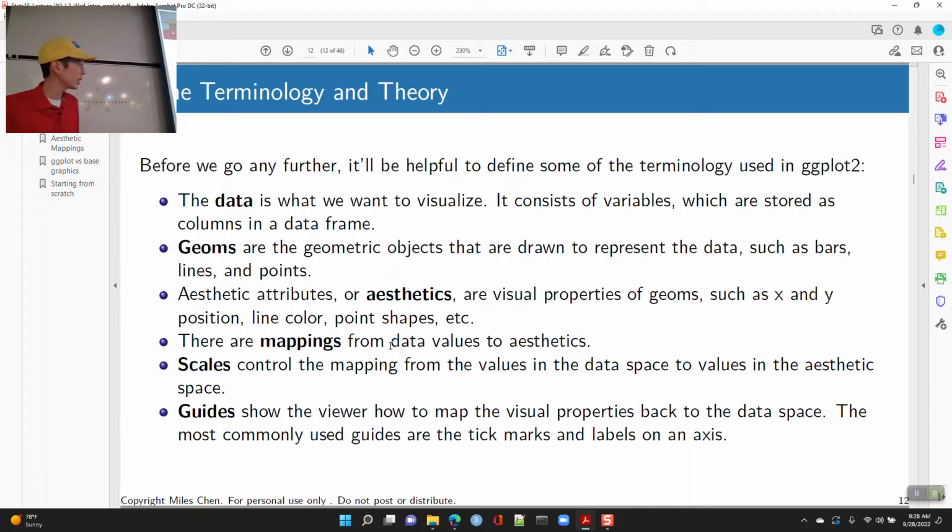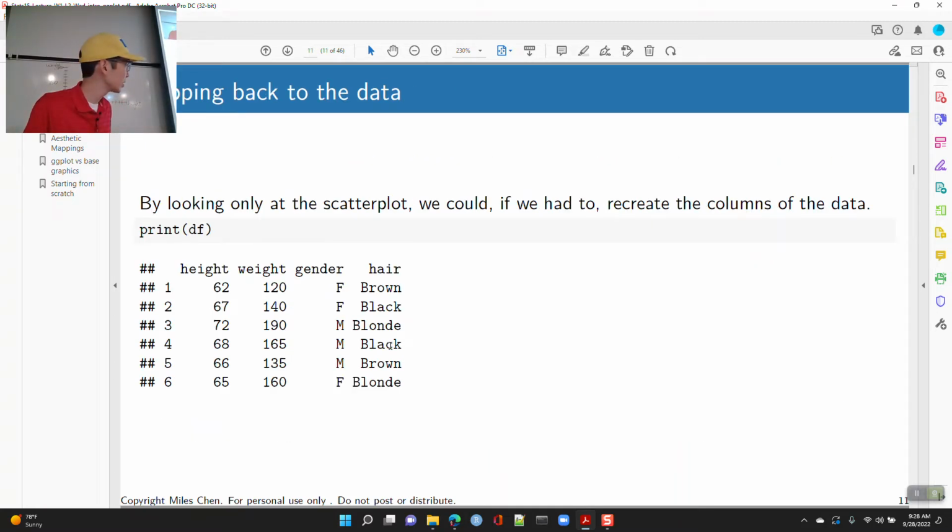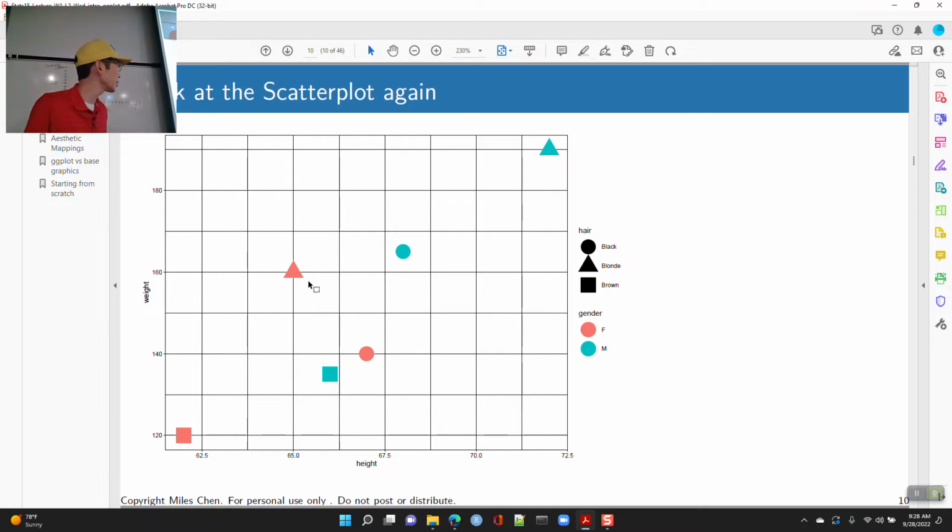And then we have aesthetics. Aesthetics are visual properties of the geometric objects. So in our case, what are the properties of the thing?